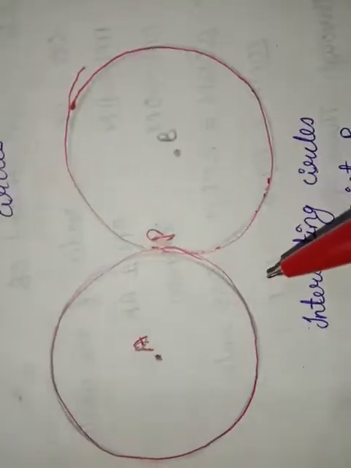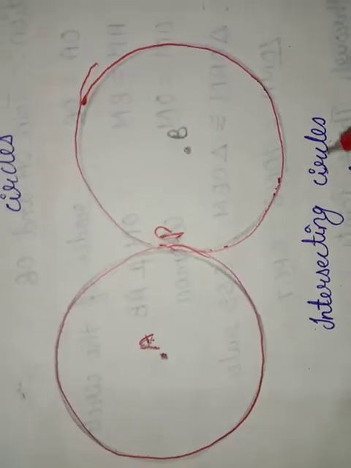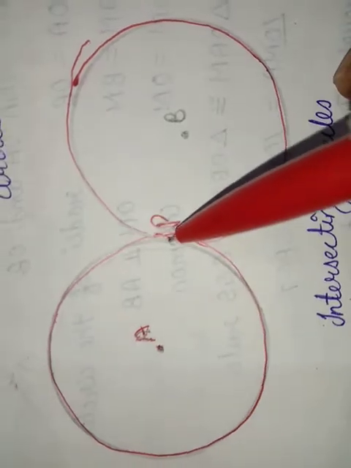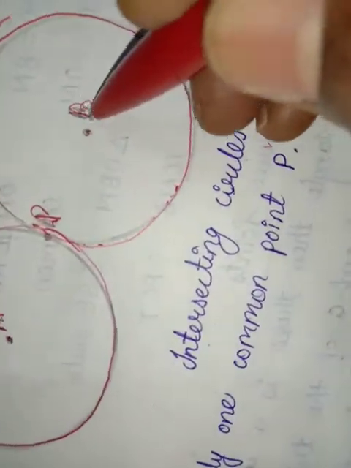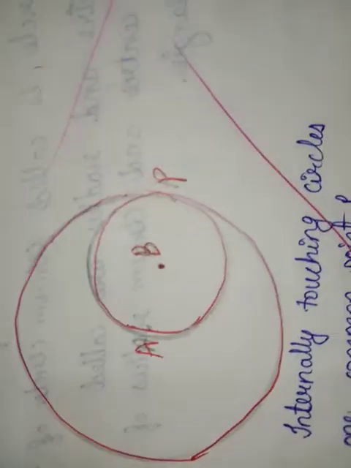The second case, there is one common point. Here only one common point you can see, that is P. In which case, intersecting circles, both the circles touching at P. Next, case 3, internally touching circles, in that only one common point you can see, that is P.